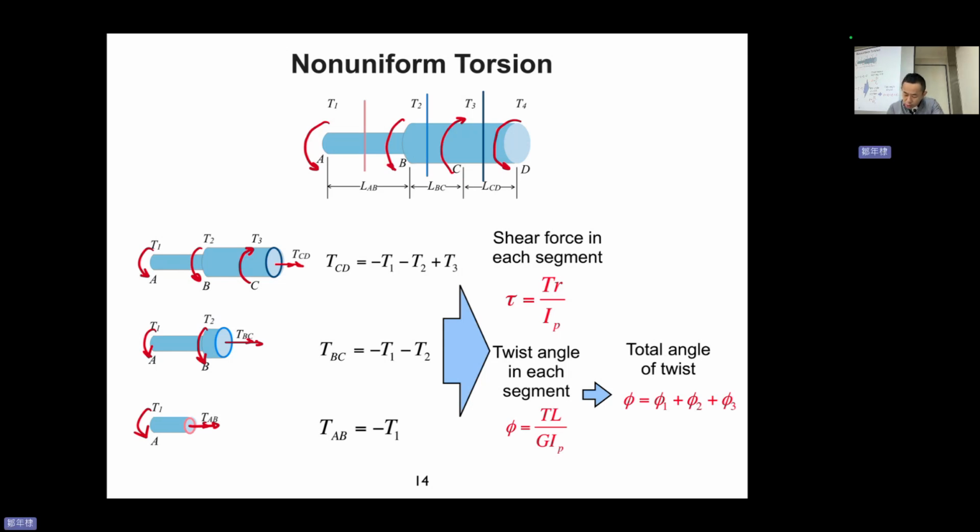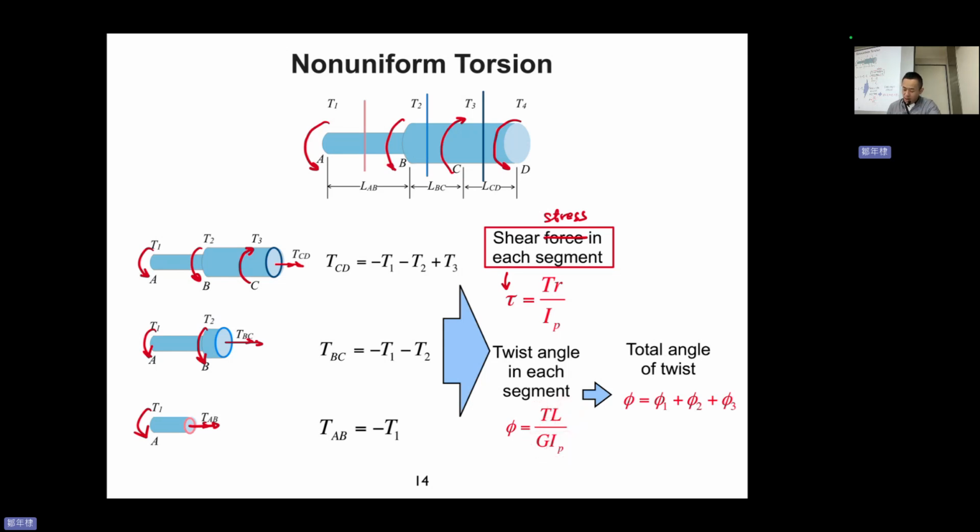I should say shear force. This shear force in each section is this one. Sorry, well, it should be stress. Shear stress in each segment, all right? And then your twist angle in each segment should be TL divided by G IP.